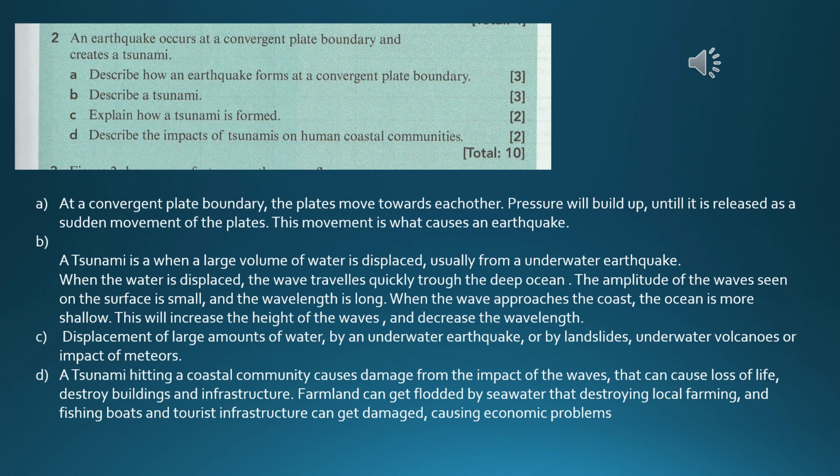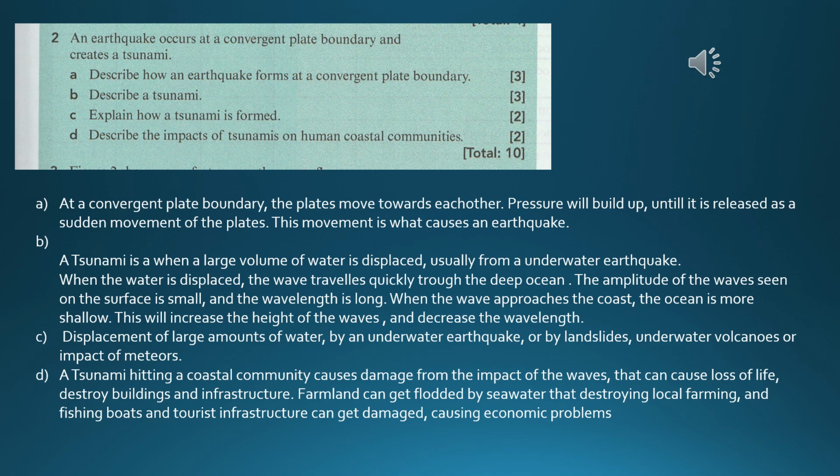C, they ask how a tsunami is formed, and I kind of answered this in the second question, but anyway, displacement of a large amount of water, usually by an underwater earthquake or by landslide or underwater volcanoes, or, which is not mentioned in the text, by an impact of a meteor.